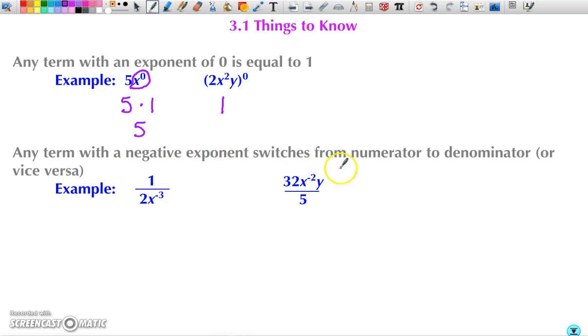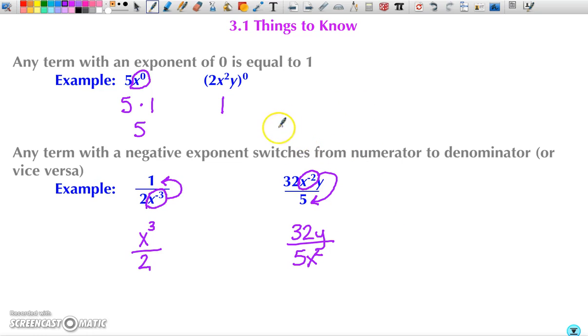Anytime that you have a negative exponent, it switches from numerator to denominator or vice versa, and then becomes a positive exponent. Again, the only thing that's attached, in this case the x, is the only thing with a negative exponent. So all that does is it comes up to the top of your fraction, and it would make it 1x cubed, which is just x cubed, and then the 2 stays in the bottom. And over here, we only have our x to the negative second. That's the only one with a negative exponent. 32 has its own, and y has its own. So this is going to come down here with the 5 to give you the answer of 32y over 5x squared. And these are all considered simplified because we don't want negative exponents.